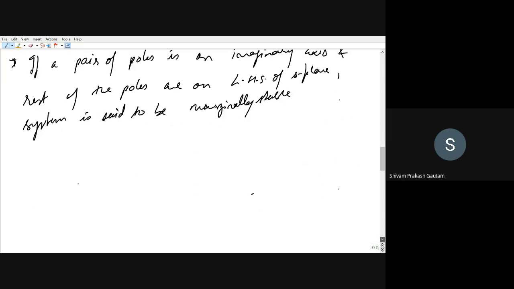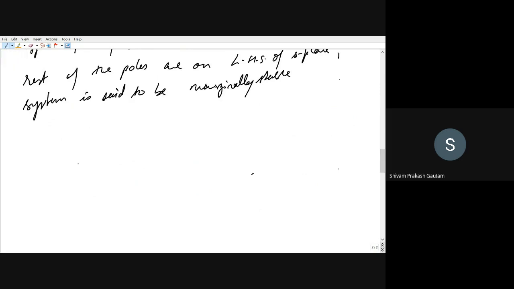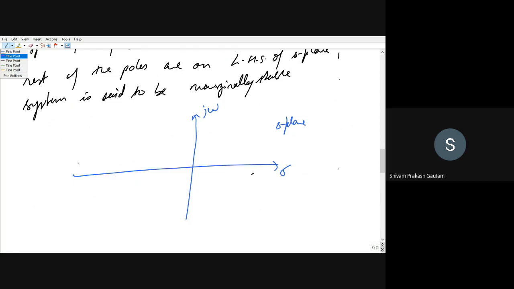Now, for example, again, given an S-plane, you have knowledge about the location of poles. So let us suppose this is our S-plane, and we have knowledge of our poles. Let us suppose one pole is here, and complex conjugate poles are here, and one pair of poles is on this location. Now, if such conditions are there, then we can say our system is a marginally stable system.